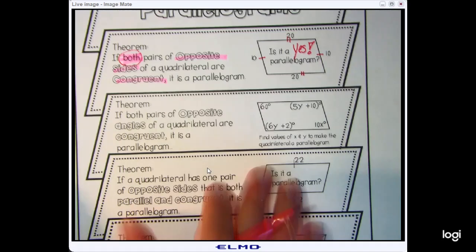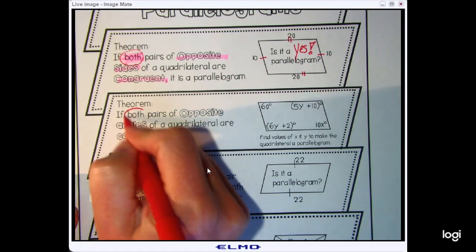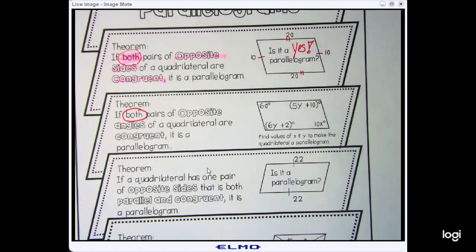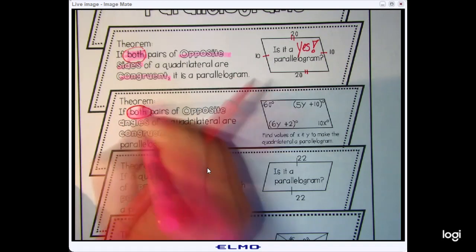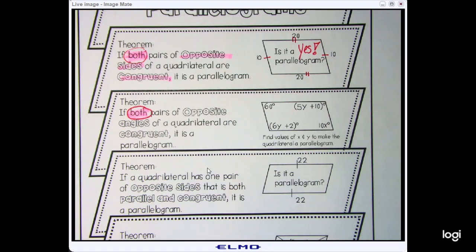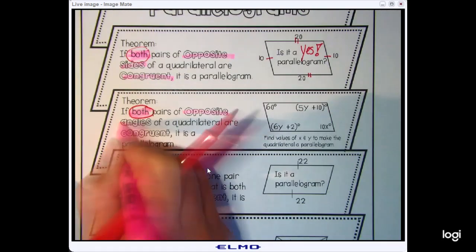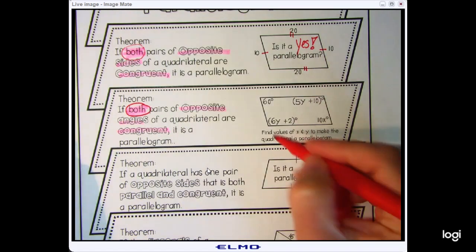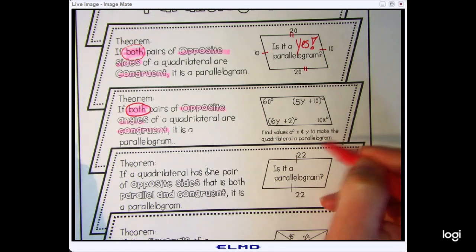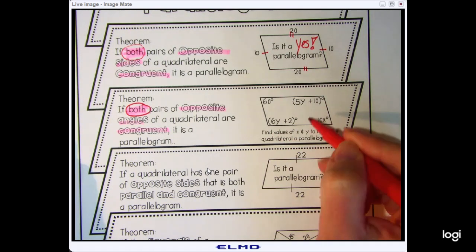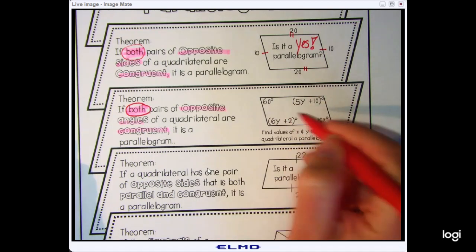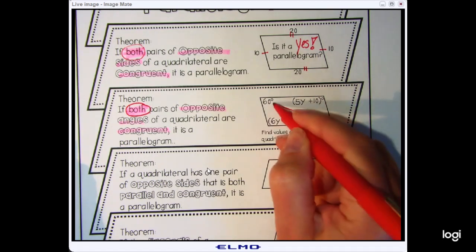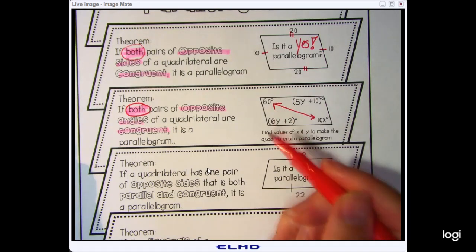Okay, next, again, operating word here. They're going to try to trick you. They'll give you one pair, but not both. Both pairs of opposite angles are congruent. All right, let's see. It says I need to find the values of x and y to make the quadrilateral a parallelogram. All right, so if they need to be congruent, that means opposite angles need to equal each other.